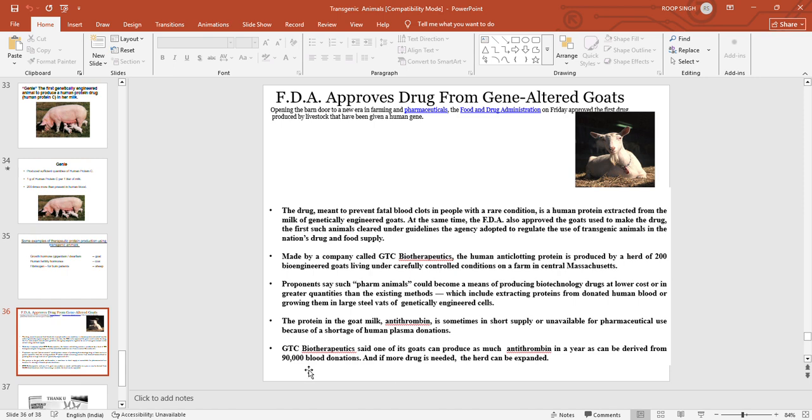GTC Biotherapeutics said one of its goats can produce as much antithrombin in a year as can be derived from 90,000 blood donations. And if more drug is needed, the herd can be expanded. So this drug, antithrombin, made from the transgenic goat, has already been approved by the FDA and is being used in the USA. So this is a major milestone in research on transgenic animals.